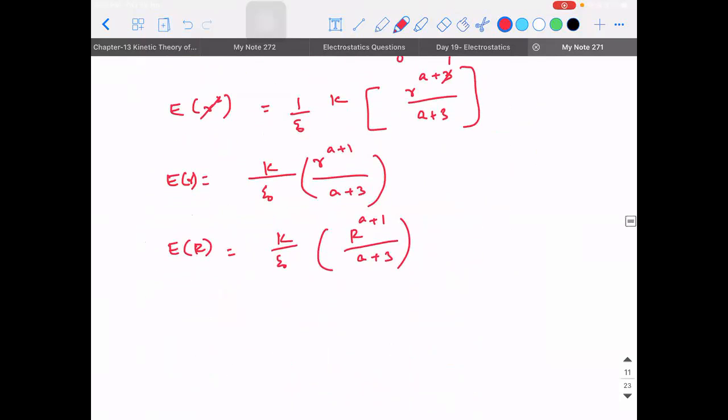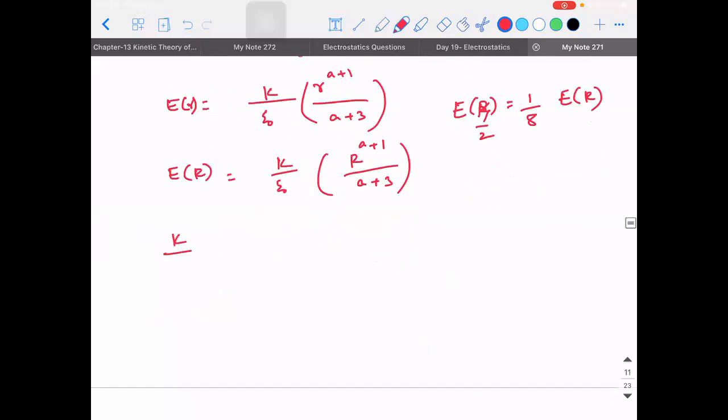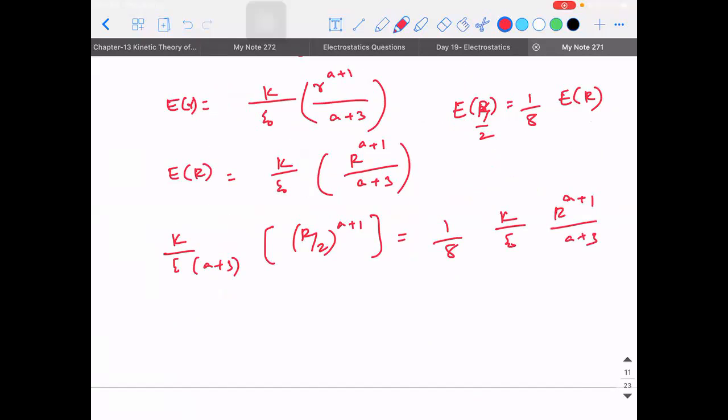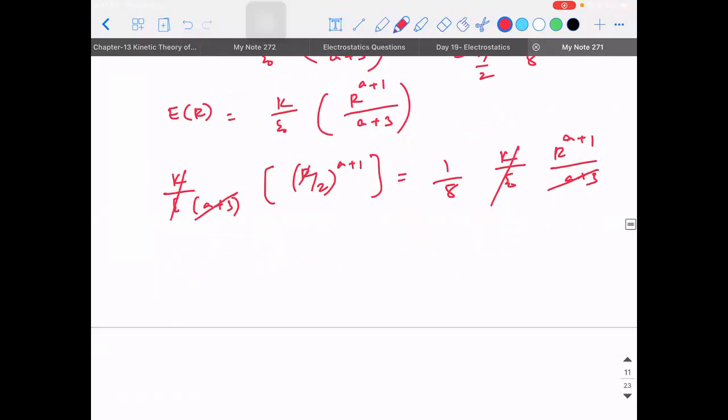Correct? So the electric field at a distance r is 1 by 8 times the electric field at a distance capital R. The small r is nothing but R by 2. So k by epsilon naught into a plus 3 into R by 2 power a plus 1 is equal to 1 by 8 into k by epsilon naught into R power a plus 1 divided by a plus 3. Okay, a plus 3 will get cancelled. k by epsilon naught is gone. R power a plus 1 is gone. 1 by 2 power a plus 1 is equal to 1 by 8.